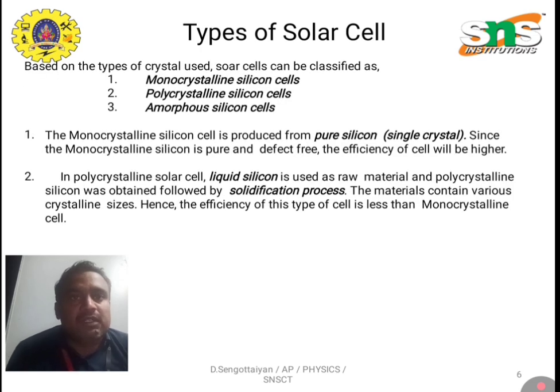Then the types of solar cells. Basically there are three types of solar cells: monocrystalline, polycrystalline, and amorphous silicon. Monocrystalline silicon cells are produced from pure silicon material. Then a polycrystalline solar cell uses liquid silicon as a raw material to produce solar cells.